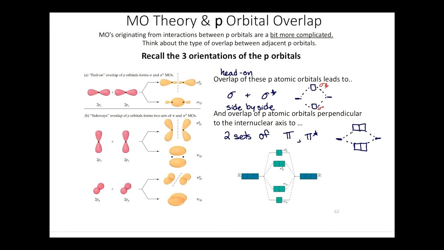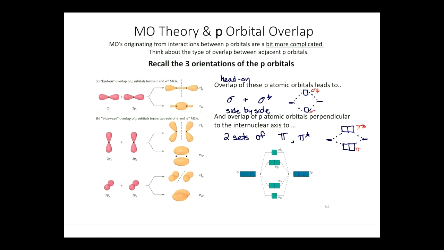And then for our p interactions, you get 2 equivalent sets of pi and pi star. So here's your pi, there's your pi star. So these are equivalent. There's two equivalent molecular orbitals in each of them. And so putting it all together, you get this ordering where it goes 1, 2, 2, 1: sigma, pi, pi, pi star, sigma star. So I always remember that the pi's are in sets of 2s, and then you're good.